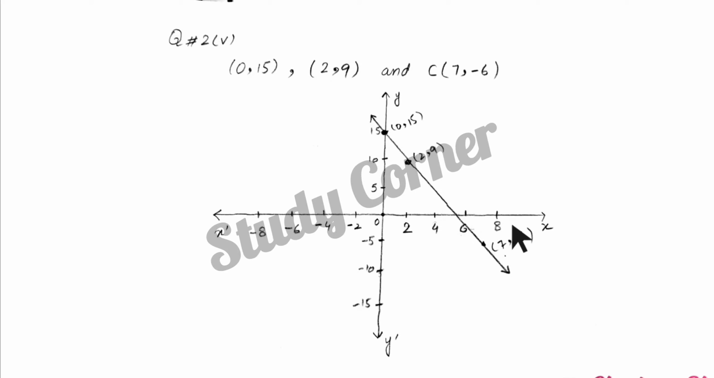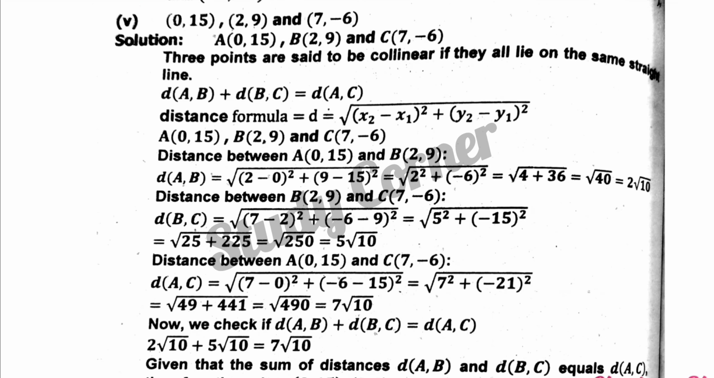So when we plot these points, we get to know that we have to show that the distance between A and C is equal to the sum of the distance between AB and BC. If we show this, it means these points are collinear. Here, this is A, this is B and this is C. Okay, now see the solution.